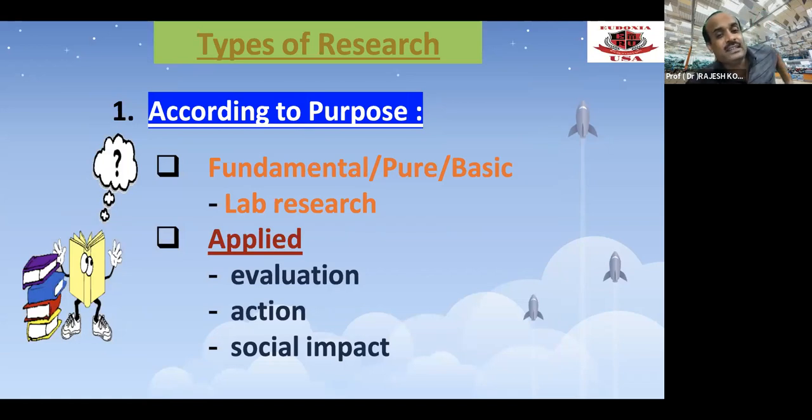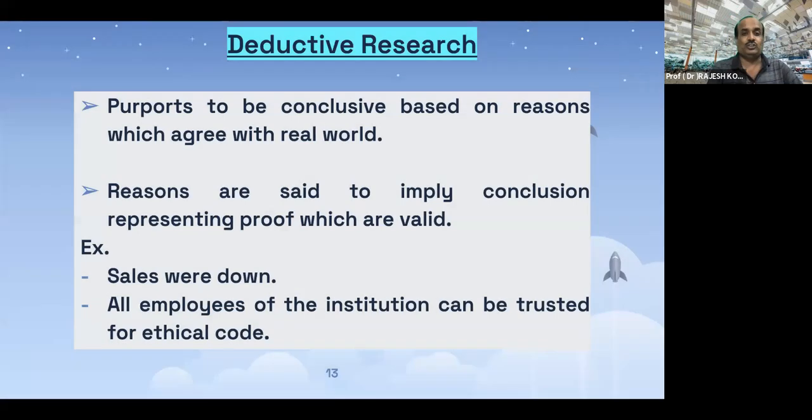On the basis of purpose, we can classify research into fundamental research, also called pure research, basic and lab research, applied and evaluation research, action research, and social impact research.